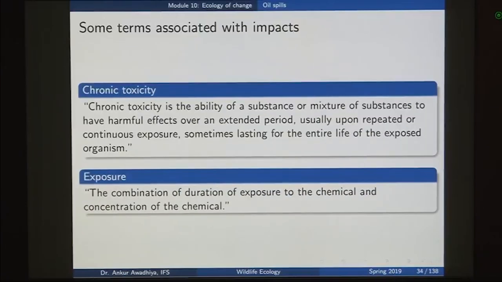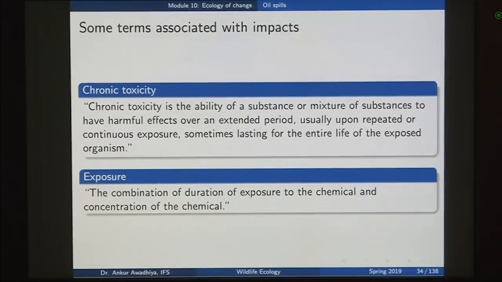On the other hand, there is chronic toxicity. Chronic toxicity is the ability of a substance or a mixture of substances to have harmful effects over an extended period of time, usually upon repeated or continuous exposure, sometimes lasting for the entire life of the exposed organism. So, a good example could be some types of pollutants. If you have a heavy amount of air pollution in your area, that might be able to produce a negative impact on your body, but it will take a very long period of time to show its effect. So, it is known as a chronic toxicity. Or this could include things such as the pesticides. So, there are pesticides that have a very acute toxicity.